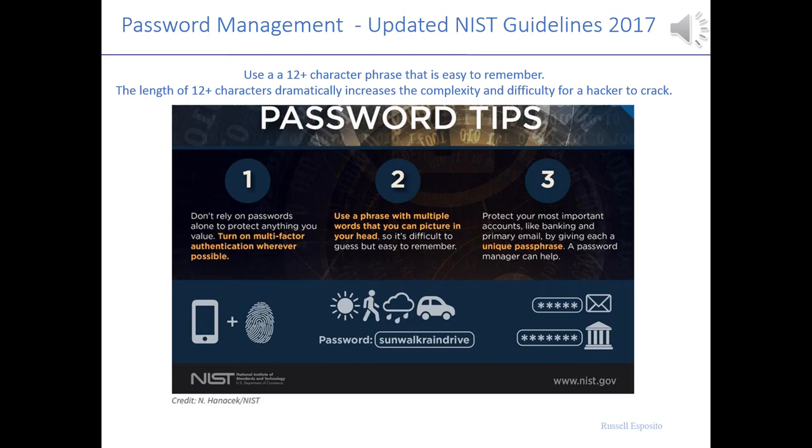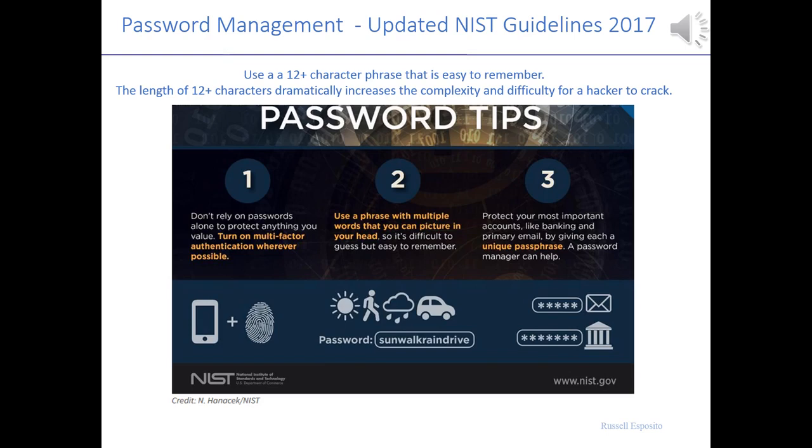That could be in some sort of hacker's dictionary. But you use a phrase, make something up. In this example, it's Sunwalk Rain Drive. Make it simple. You could add an exclamation point or an asterisk at the end of it if you like. But the key is it's got to be more than 12 characters. That makes this password inordinately difficult to crack.